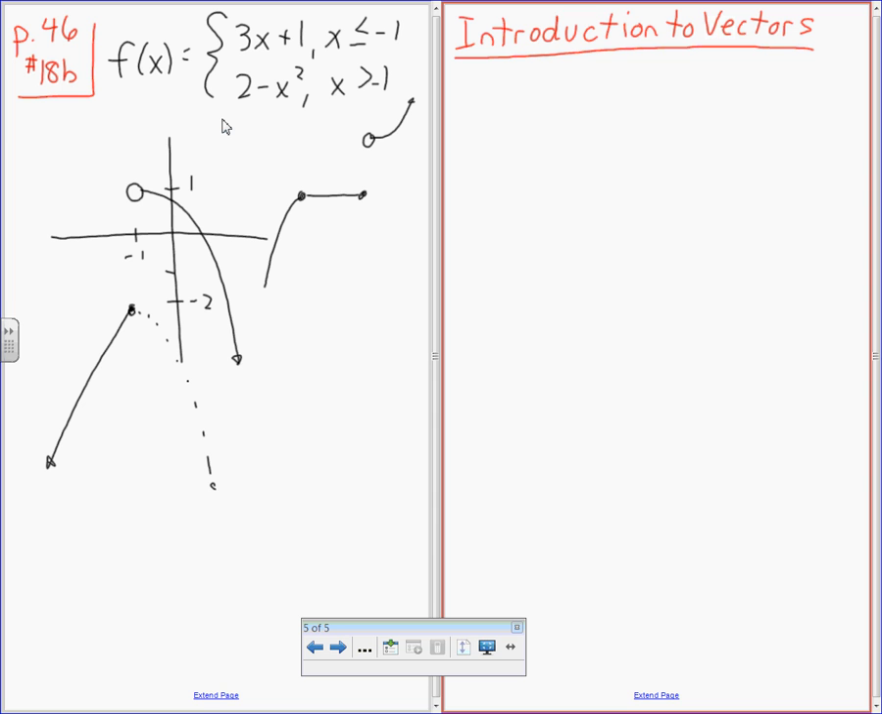So we're going to say a scalar. A scalar is a quantity that describes only magnitude.